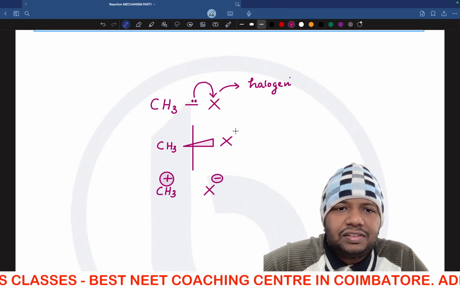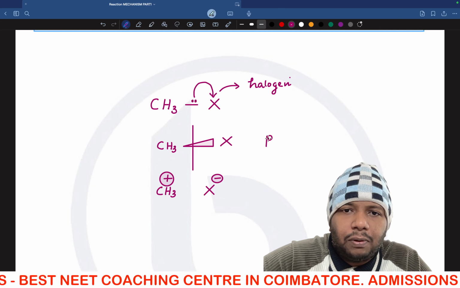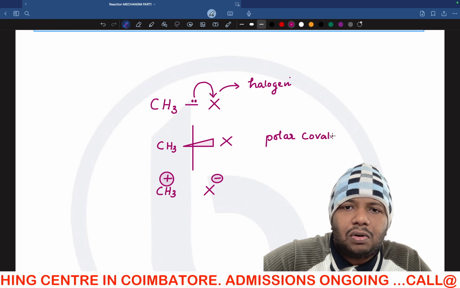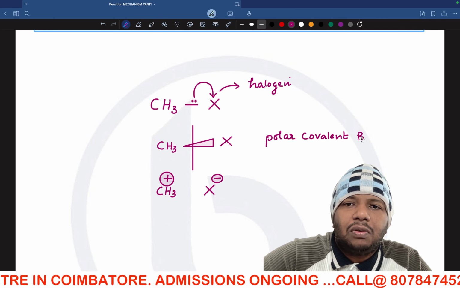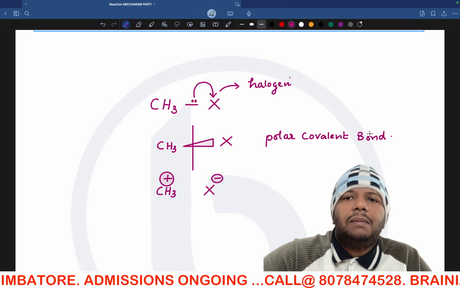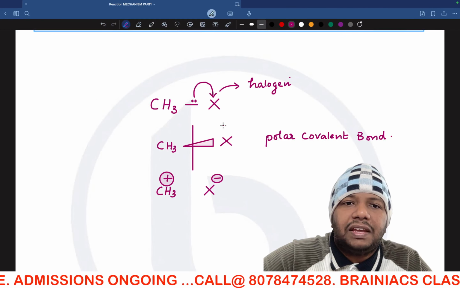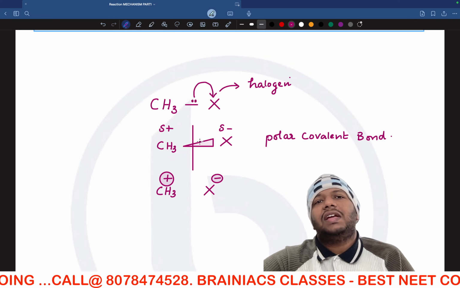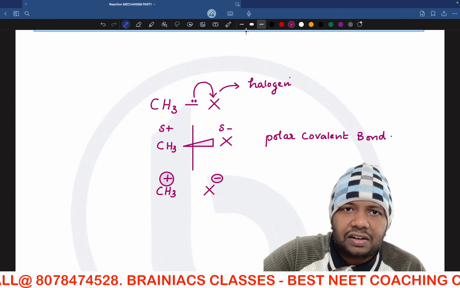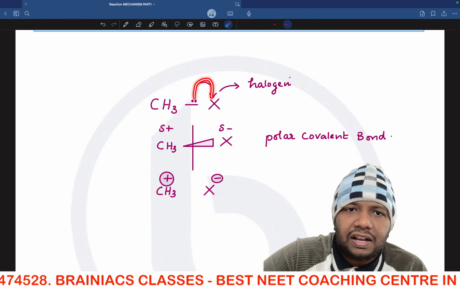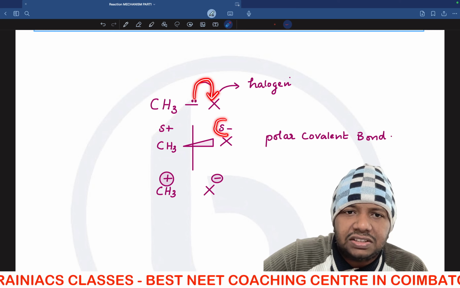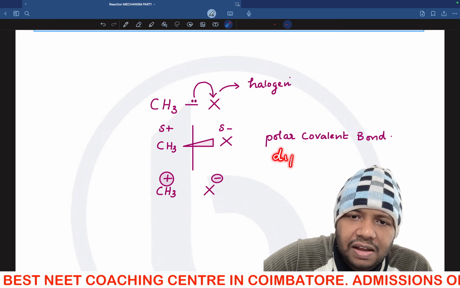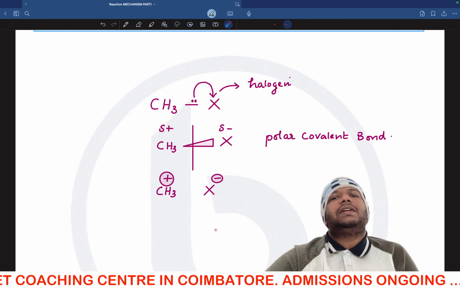And please understand, this type of bond is called a polar covalent bond. Why is it called a polar covalent bond? Because polarity is developing here. Delta negative here, and a delta positive is coming here, because the electron is moving in this direction, the electron is shifting in this direction. That will increase the charge density here, and it becomes delta negative. Or we can say a dipole is developed here.